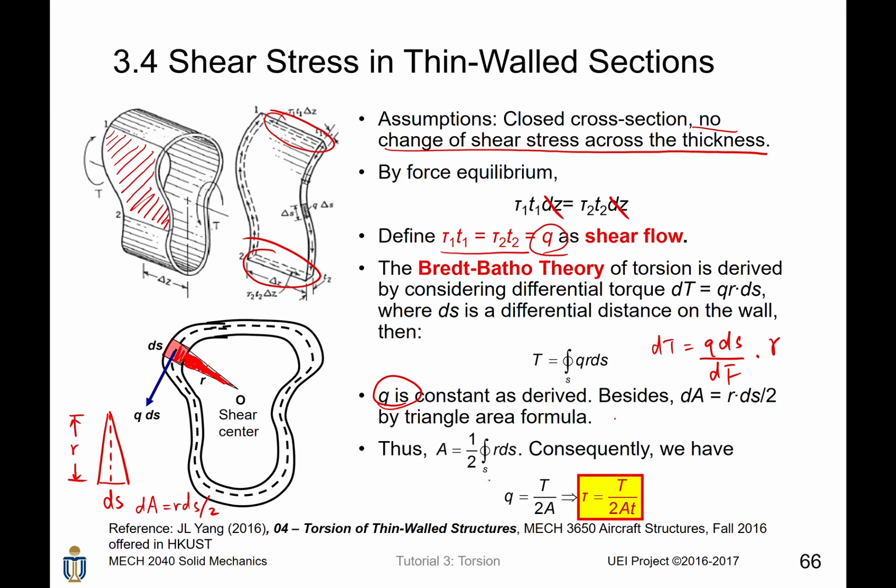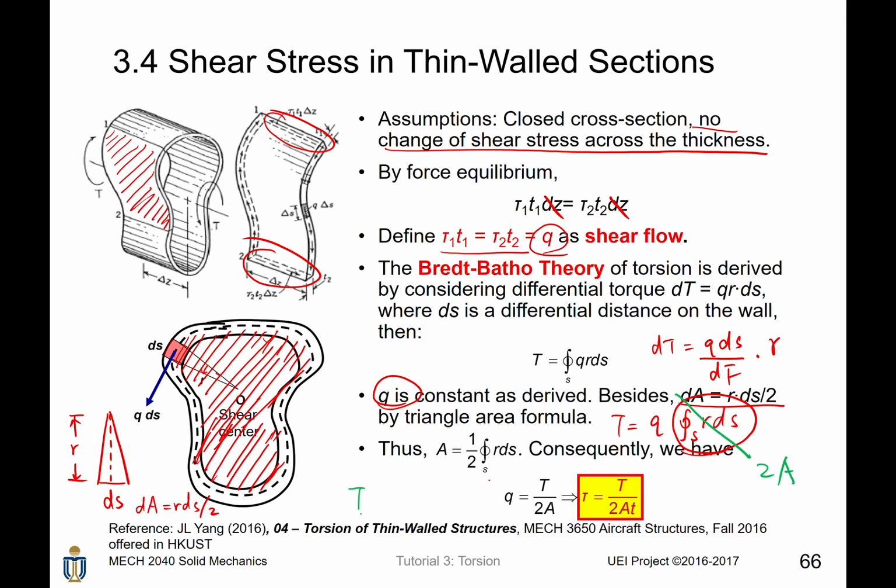Therefore, we can write T equals Q times the circular integral of r ds over the entire length of S. Since dA equals r ds divided by 2, we can find the area enclosed by the center line of the thin walled structure. The area is given by 1/2 of the circular integral of r ds over S. Consequently, this integral will become 2A. Therefore, T equals Q times 2A, which implies that Q equals T divided by 2A.